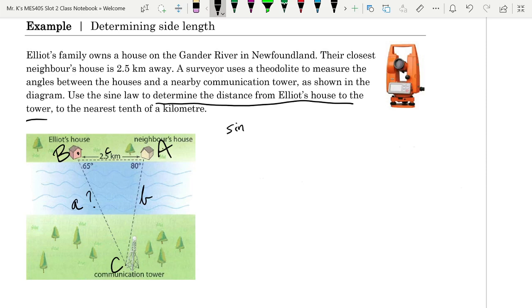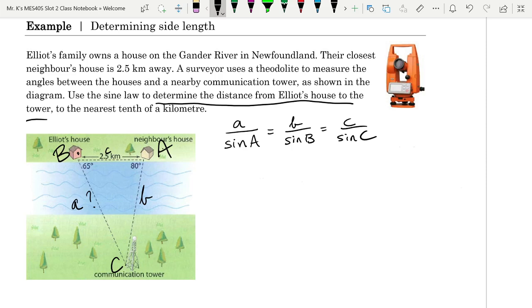Okay, let's write down the formula again. The sine of angle A, oh, wait a minute. I'm looking for a distance. Sorry. Use the version where I'm looking for a line. Put the lines on top. A over the sine of A equals B over the sine of B equals C over the sine of C. This formula has 6 parts to it, and I only need 4 of them. Or another way to look at it is, it has 3 ratios, and I only need 2 of them.